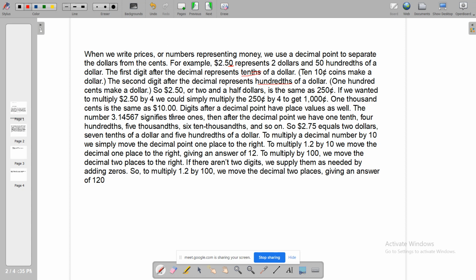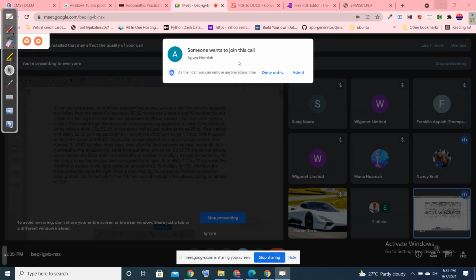Enough of this. I just want you to understand this. So if you have 3 decimal places, the third one will move to what? Thousandth.